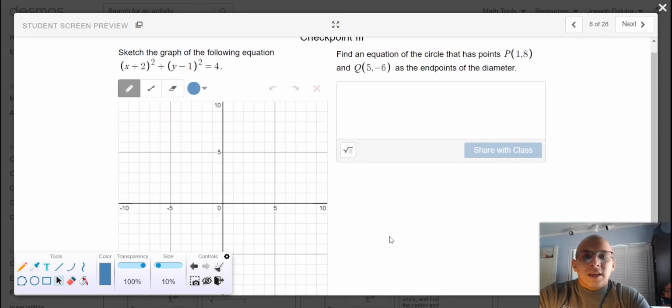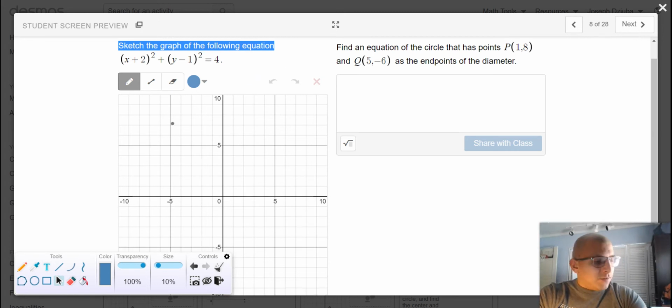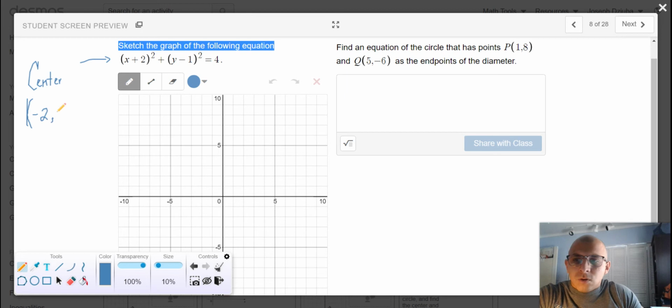So in this case, I'm going to assist you with the sketching the graph part, but ask you to work your way through finding an equation of the circle. First and foremost, I can identify that my center is at negative 2, 1. Remember, the structure of a circle, or the equation for a circle, is that these values are negative.